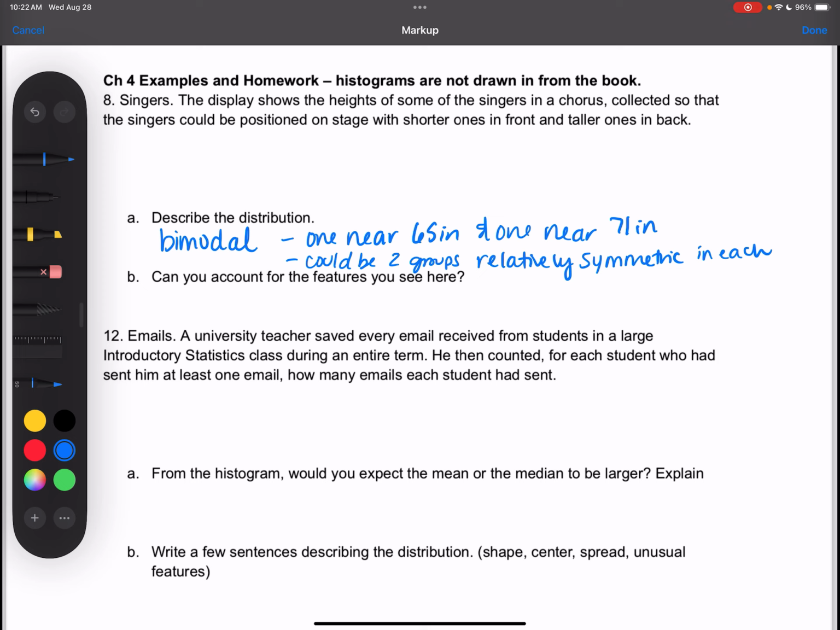So based on what we just said, can you account for the features that we see in this histogram, or like why do you think it is the way that it is? Or what could lead to that potentially?